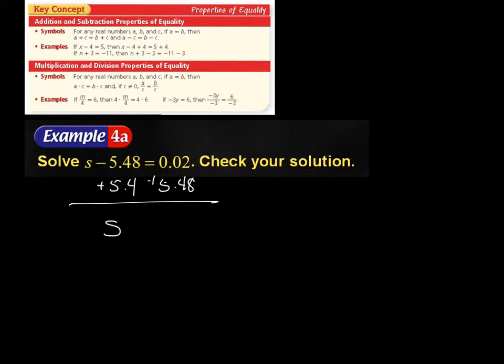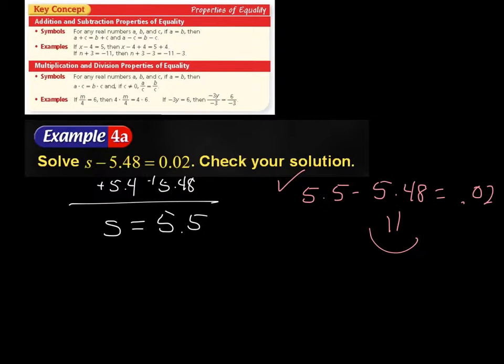And we have s equals 5.5. And if this was our lower class, I'd actually line up our decimals, but I think we can handle 5.5 minus 5.48 is in fact 0.02. Our check step works, all is well.